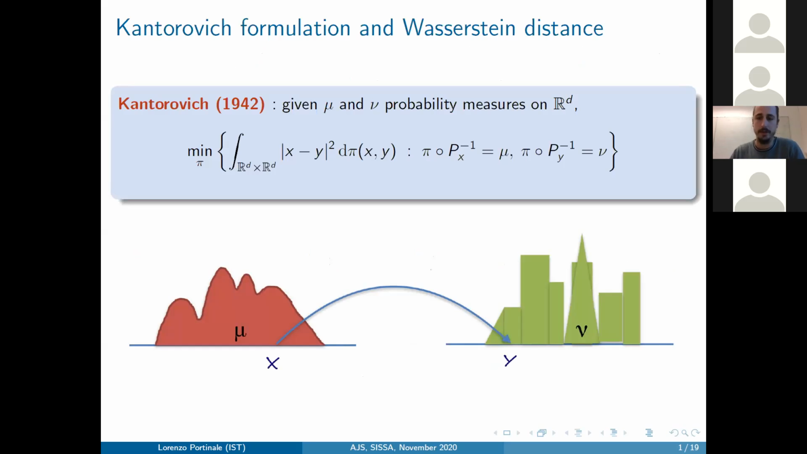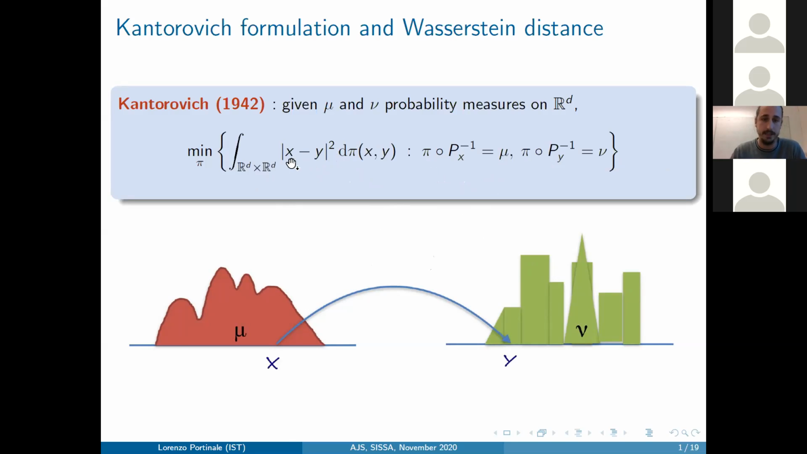Given two probability measures, described in this picture by these two distributions of mass, we are interested in studying this variational problem that describes all the possible ways to transport the mass from mu to nu. Mathematically this is described by a probability measure pi, called a transport plan, on the product space, which has marginals mu and nu. This is a mathematical way to say that pi describes a transportation from the measure mu to the measure nu. Among all the possible ways to transport the mass, we are interested in minimizing the integral of the distance to the power 2 of the transportation.